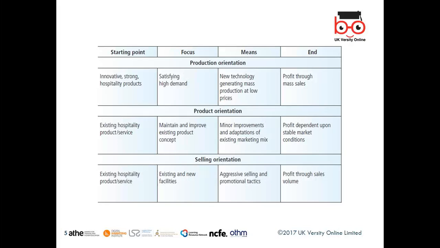But with the passage of time, the selling orientation concept came: existing hospitality products and services, where we focus on the existing and new facilities with aggressive selling and promotional tactics. Like promotional tactics: you will get 20% extra, a child's room free, and the kids can have free food, this and that. That's more selling. So profit comes through sales volume.